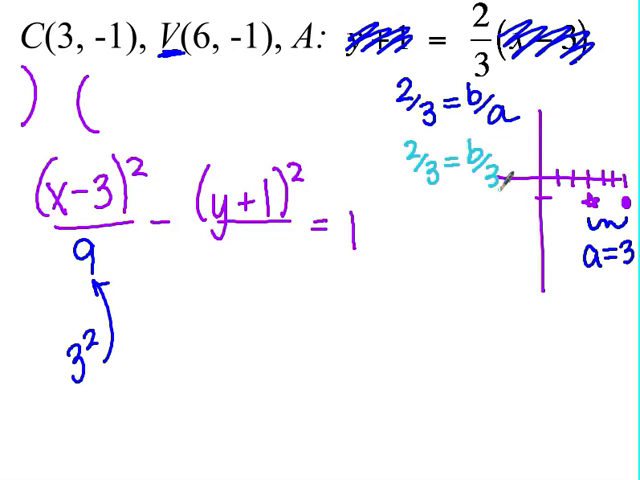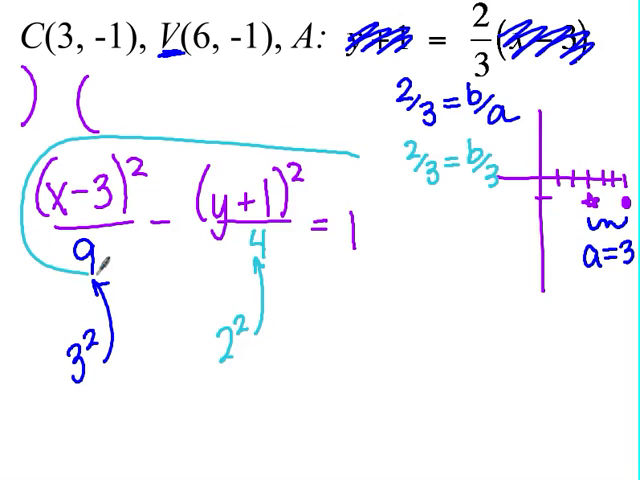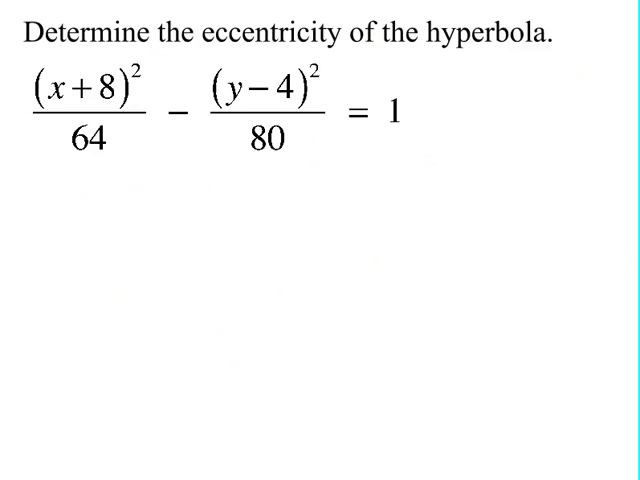2. Now, if those would have matched up, you would have had to solve that proportion, like cross multiply. Okay? But B is 2, so I'm going to square it and put that over 4. Okay? Questions? Okay, let's see what we have on the next one.